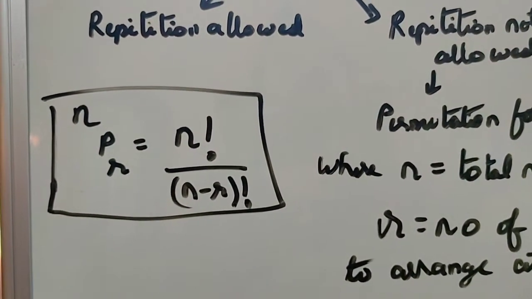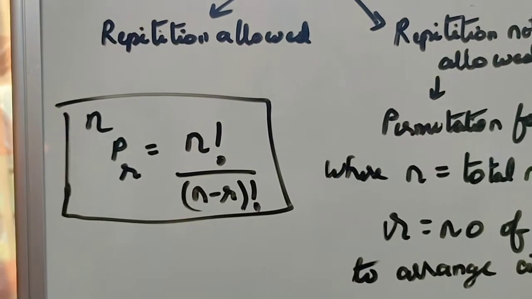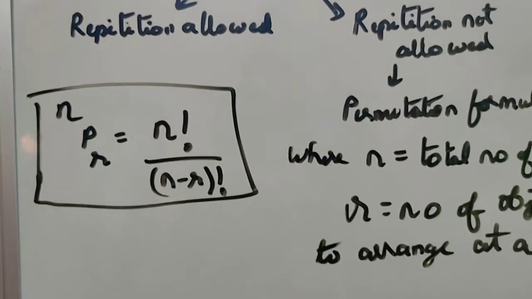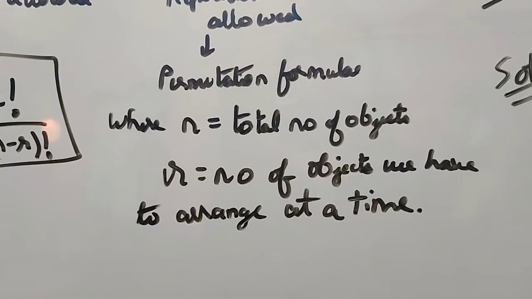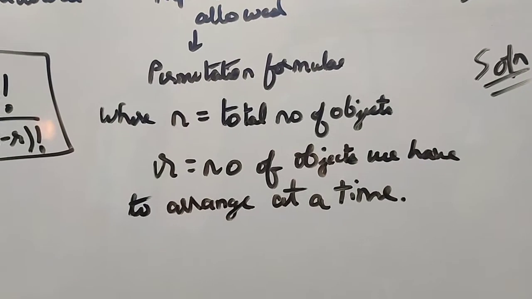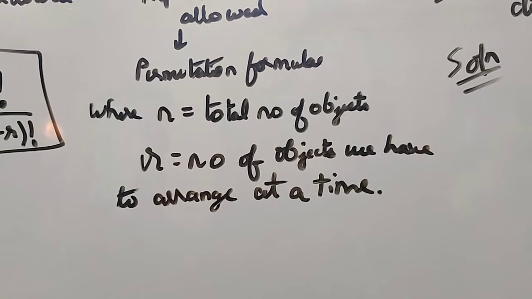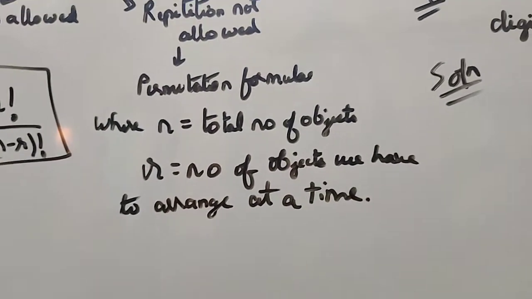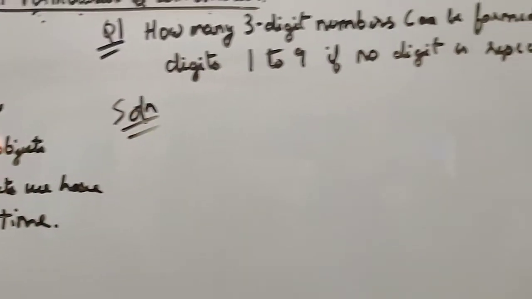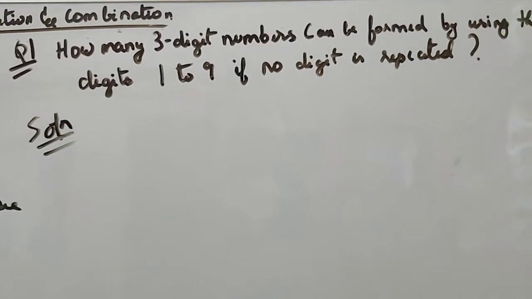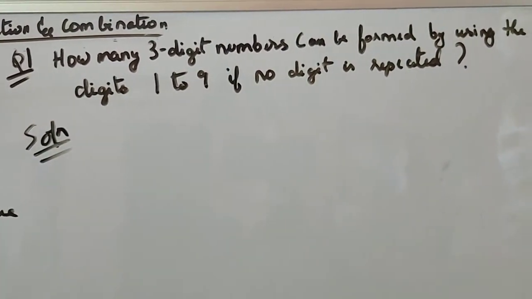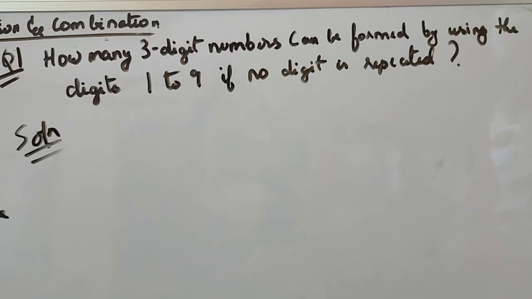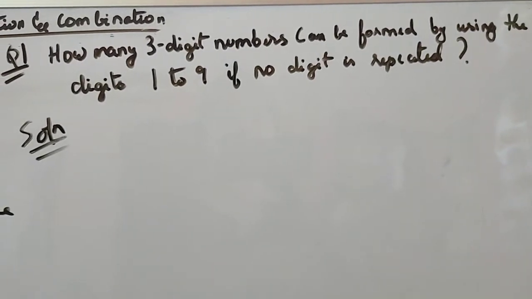This is the formula for permutation, where n is the total number of objects and r is the number of objects we have to arrange at a time. Now see question number 1. How many 3-digit numbers can be formed by using the digits 1 to 9 if no digit is repeated?